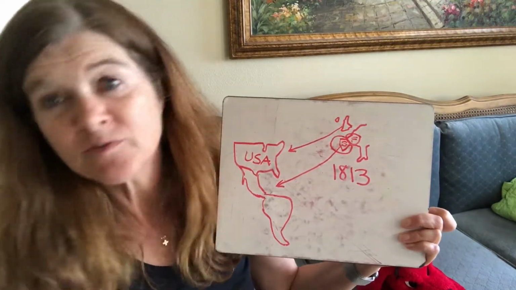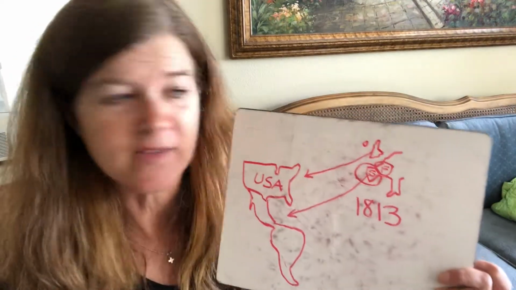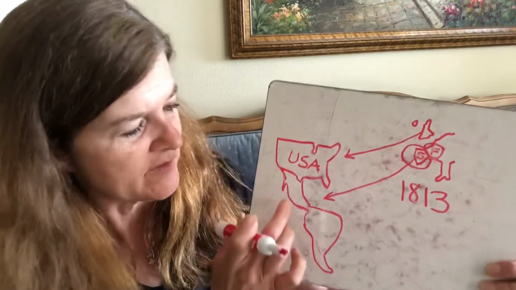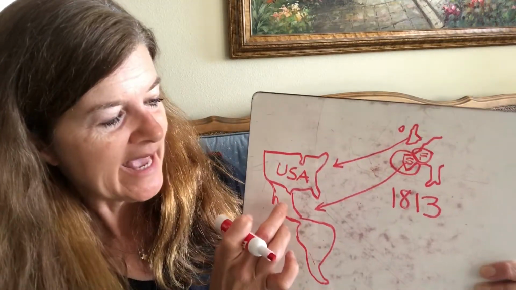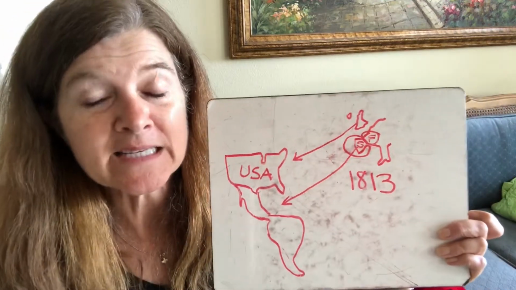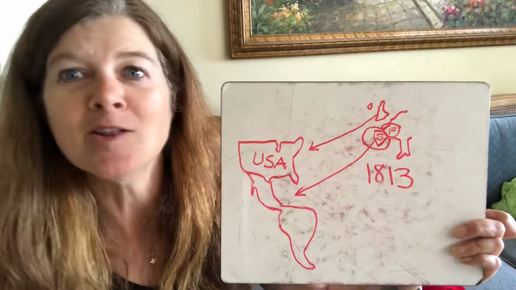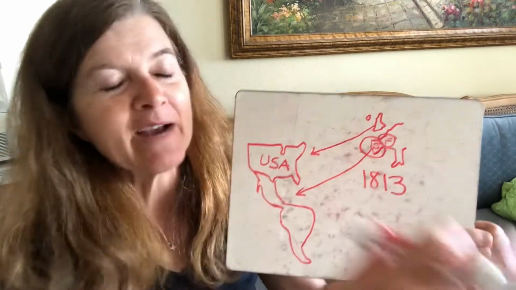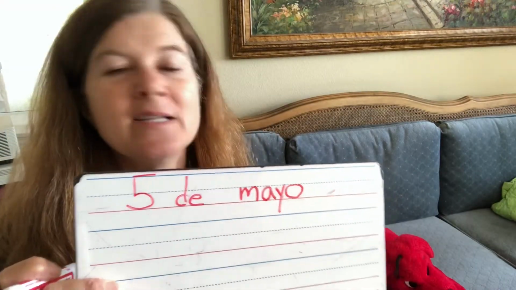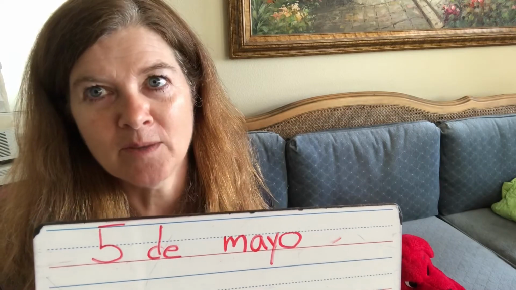Well, the bad news for Mexico was France was a big military power at the time, so they just came back with lots of arms and ships and lots of military guys, and they took over Mexico. So the Mexican Independence Day is actually in September, not in May. But a lot of Americans, we like to celebrate everyone's holidays, including Cinco de Mayo. So now you can teach all your grown-ups the real story of Cinco de Mayo.